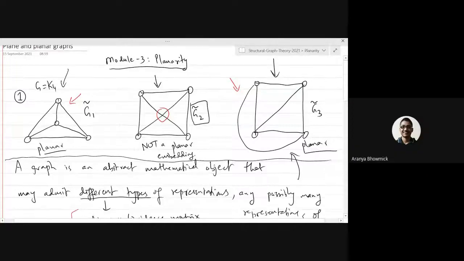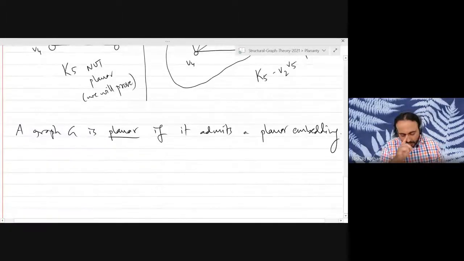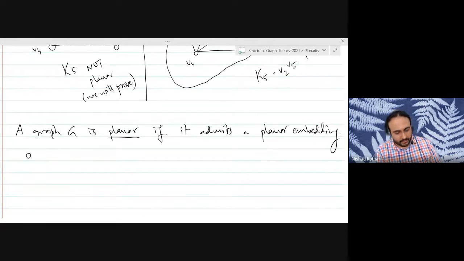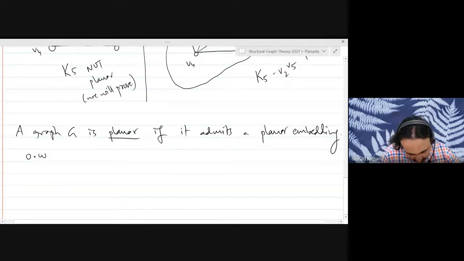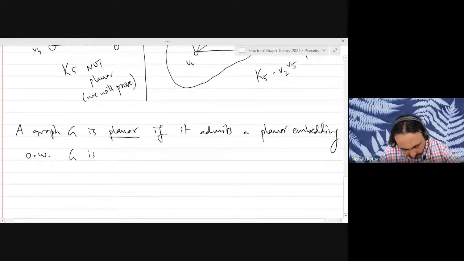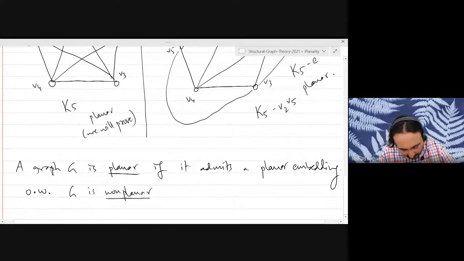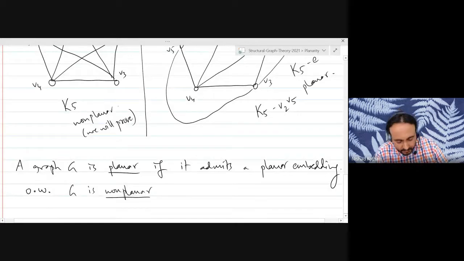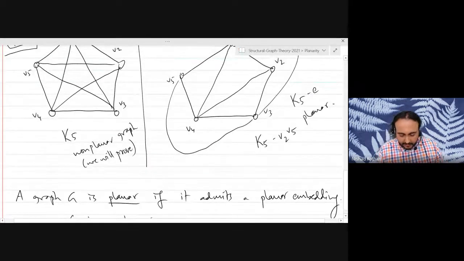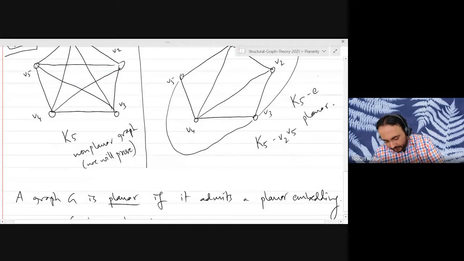However, the planar embedding need not be unique, right? We will talk about uniqueness. It may not be unique. So right now I'm just going to say it admits a planar embedding. And in fact, to discuss uniqueness, we also need to make rigorous what we mean by unique. Otherwise, G is non-planar. And in that sense, K5 is a non-planar graph. But K5 minus one edge is a planar graph.